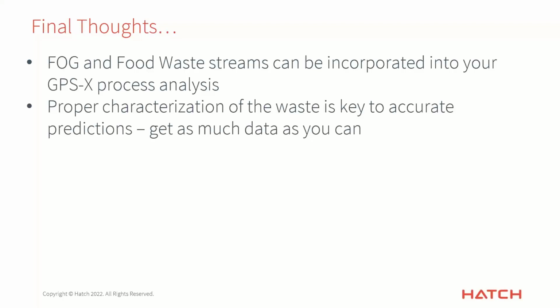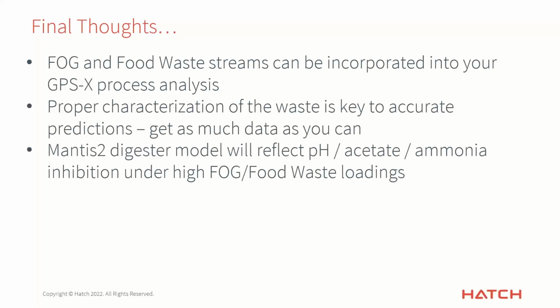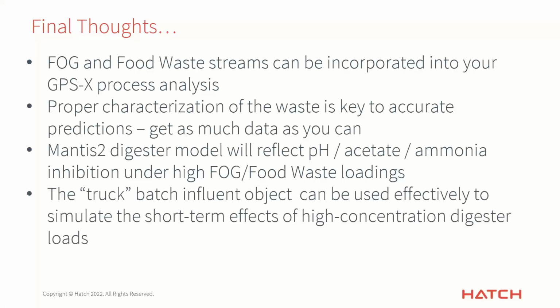Proper characterization is really key to getting accurate prediction. You need to get as much data as you can on what's actually in that waste that you're potentially bringing into your facility. The digester model is really sophisticated. It'll do a good job of reflecting the pH, acetate and ammonia inhibition terms under high loadings. As I was saying, it has that ability to buffer and recover until you've overloaded it, and then it's never coming back at that point. And the truck batch influent object is your friend, and you can use it to effectively simulate short-term effects of bringing in those high loads.